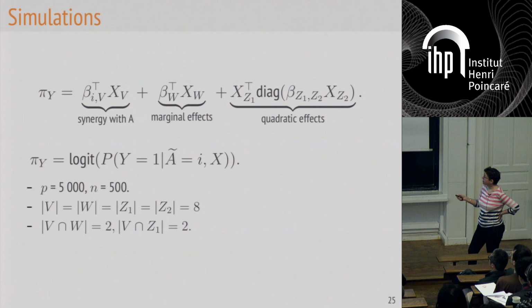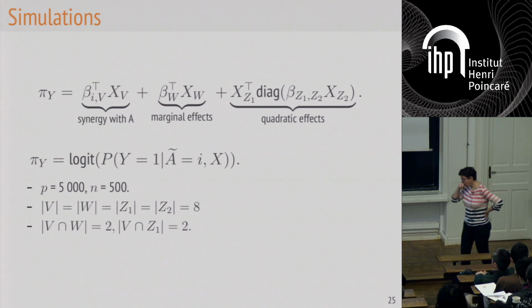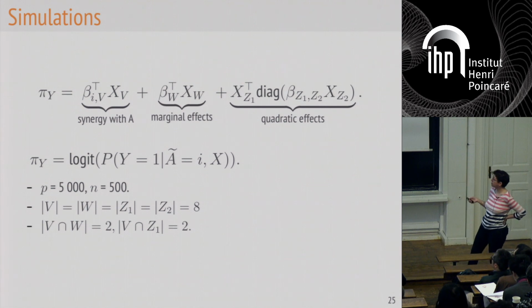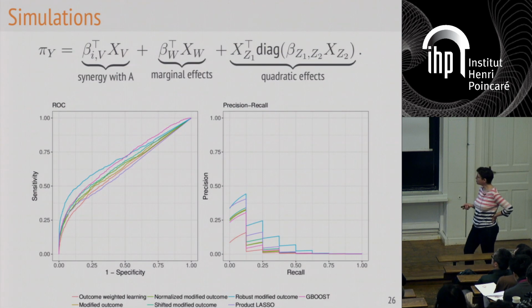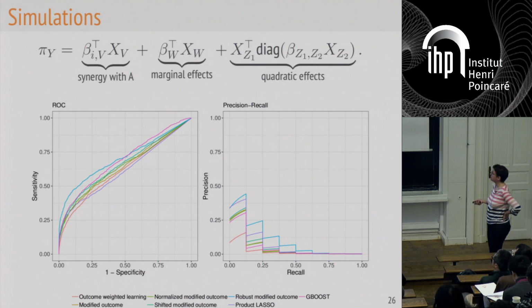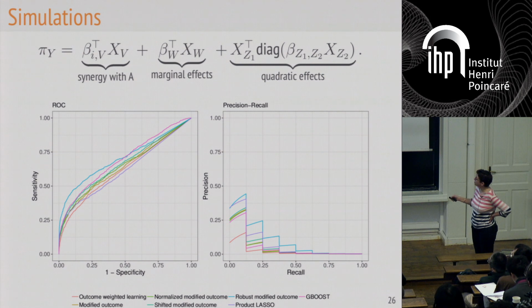And we have 5,000 features, 500 samples, which is already pretty bad, and rather small effect sizes. So what you see here is that there's a slight improvement provided by our method, which is the blue line here. So there's a number of things on the slide that I haven't explained.